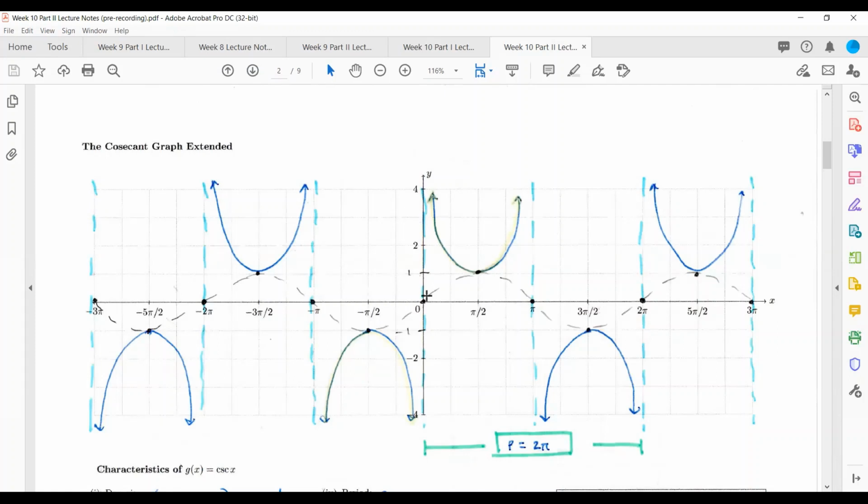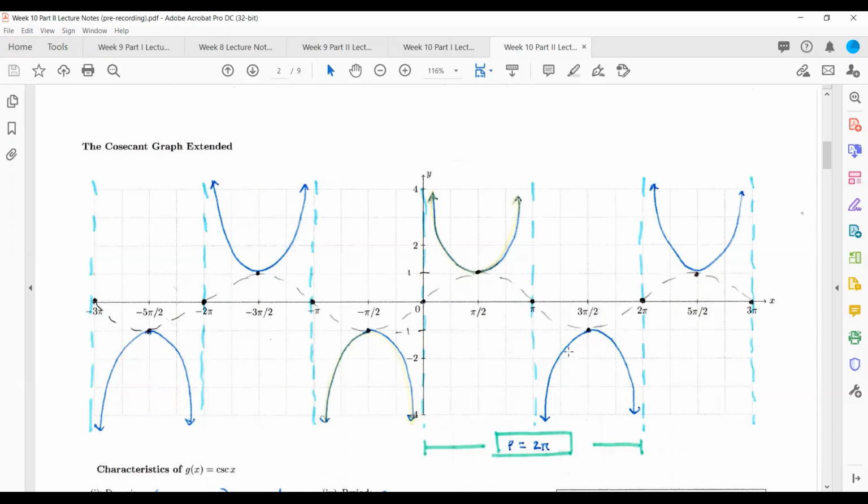Then from there, we took the shape of the sine graph and we flipped it in a way so that if you had a curve that was facing downwards, that became an upwards facing parabola under the cosecant graph. And similarly, if we had a curve that was facing upwards, we would take that, flip it over, and get a parabola that's facing downwards.